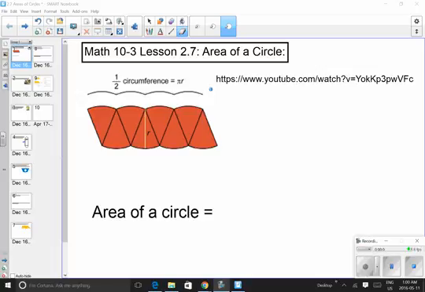Alrighty, welcome to lesson 2.7, which is the last lesson in this unit. And now, what you've all been waiting for, we are talking about circles. We're talking about the area of circles.